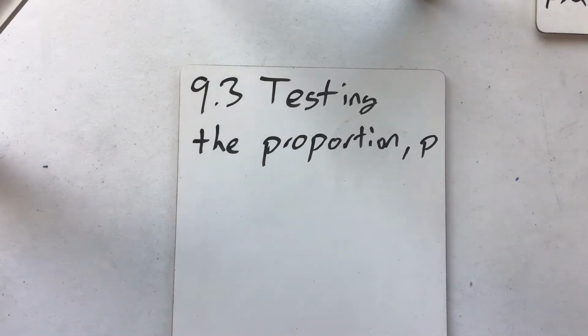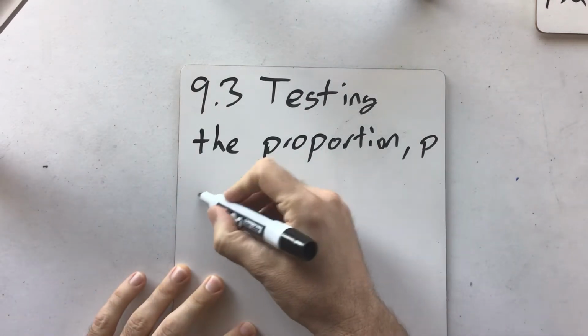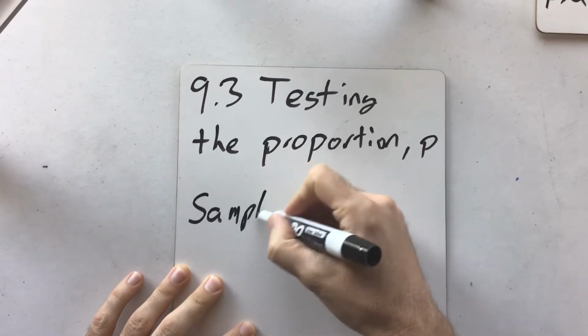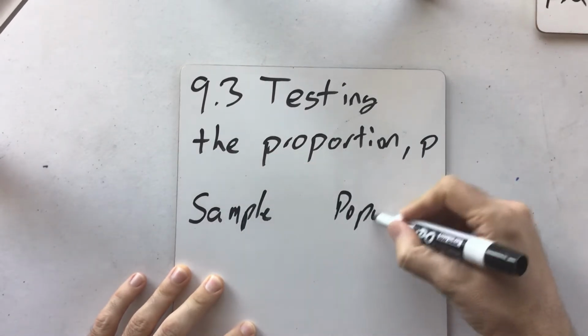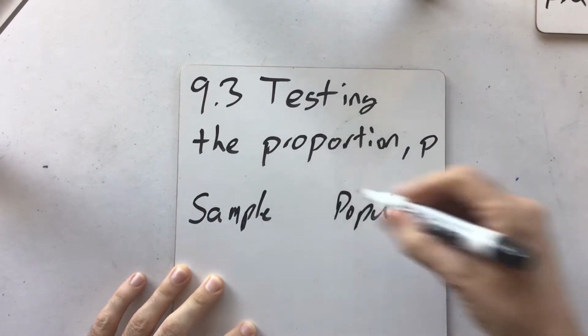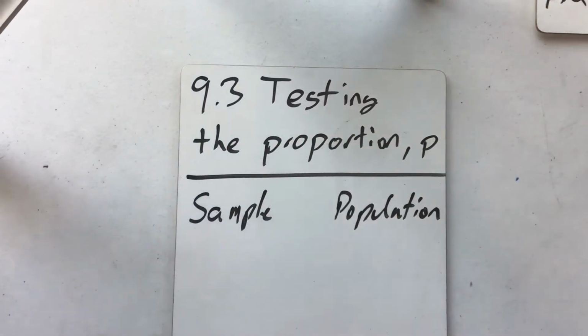Chapter 9.3, testing the proportion P. And if you remember last time, we're still trying to do the same sort of thing. We're trying to think about the relationship between a sample and the population. And in this case, we're talking about the binomial probability.